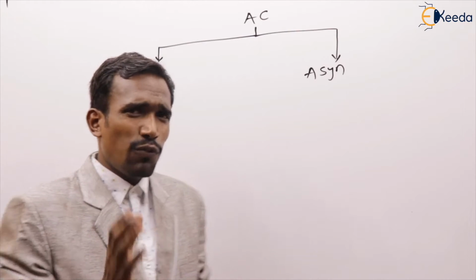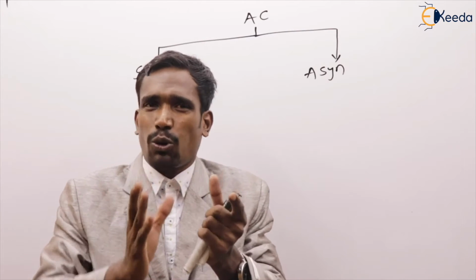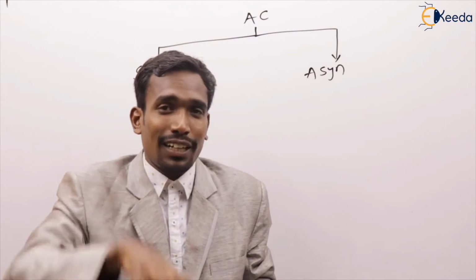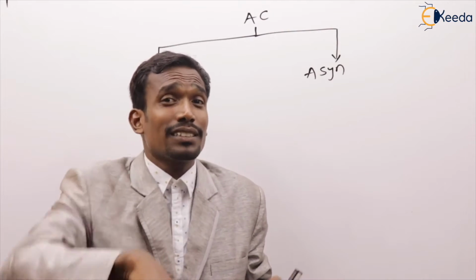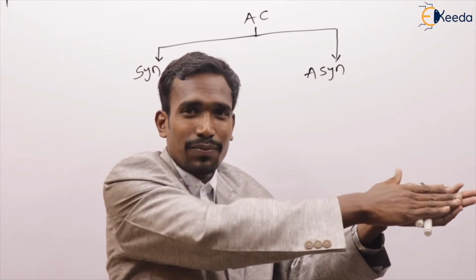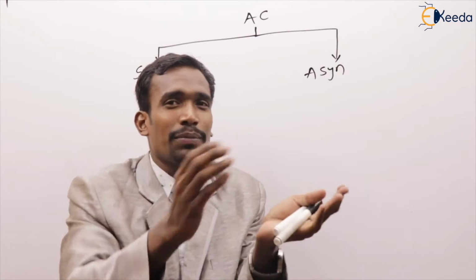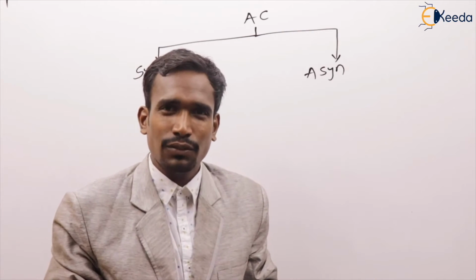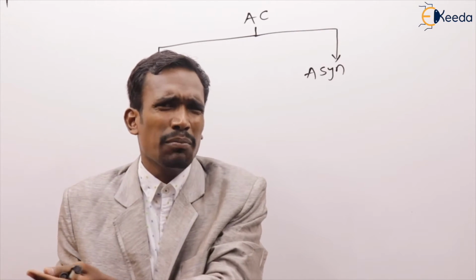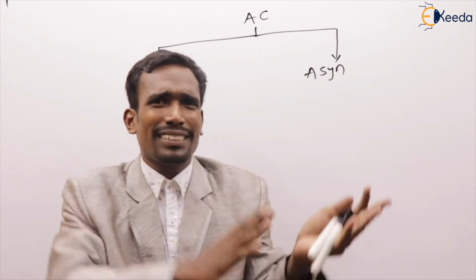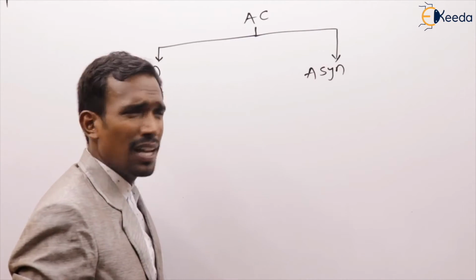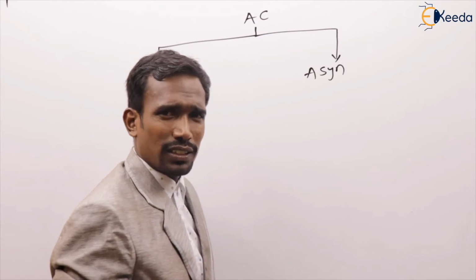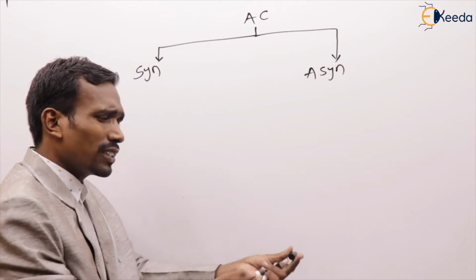Right. Now first tell me, what is the meaning of synchronous? The general meaning of synchronous is nothing but getting together, doing something together. I sync with my friend, I am doing the same as him. Now tell me, why is it called a synchronous machine, and why is it called an asynchronous machine?